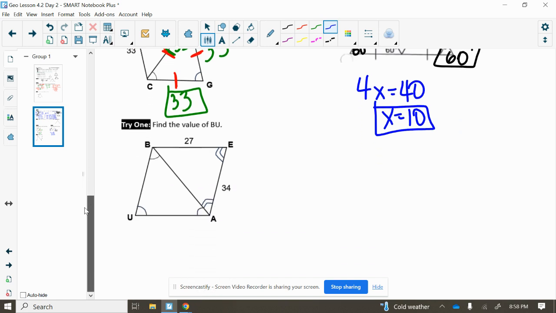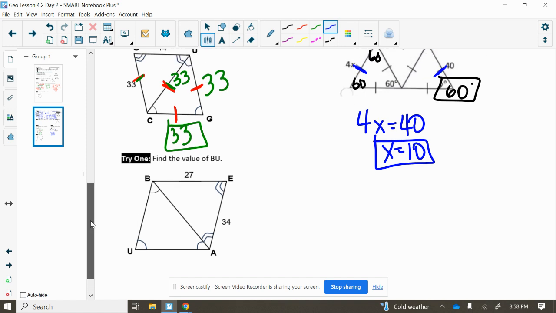All right, there's one last example for you to try. You are finding the length of side BU of that quadrilateral.